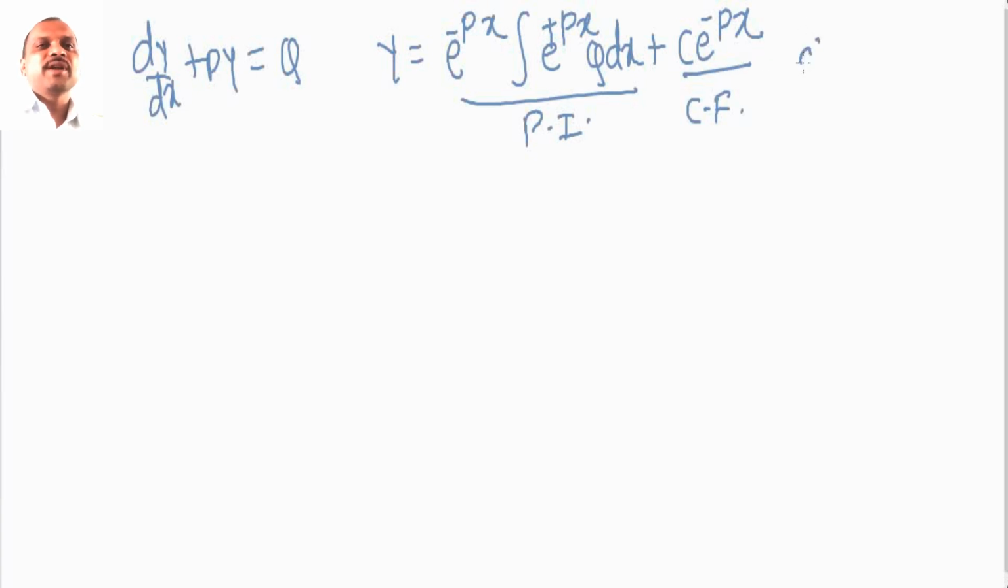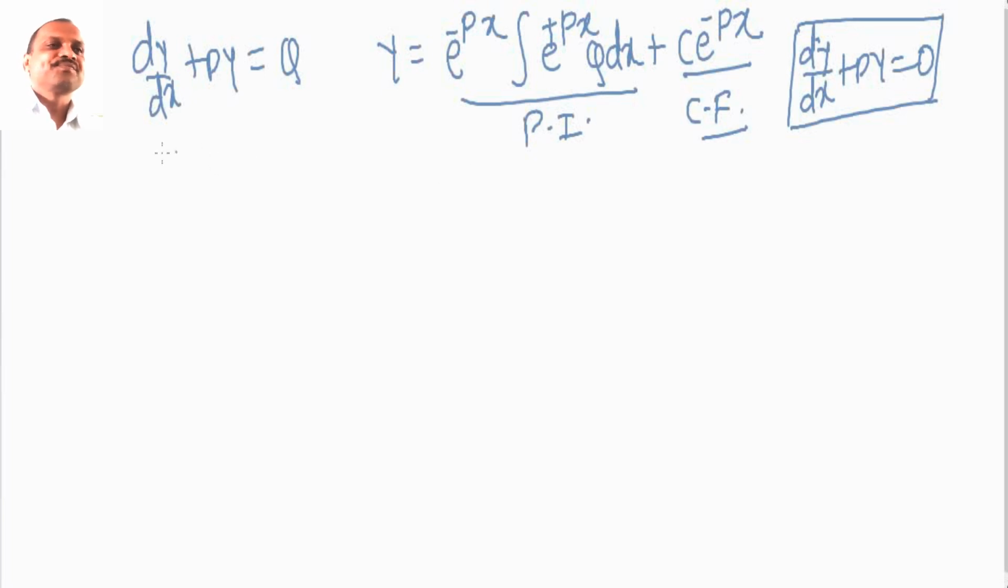Since this is obtained by using the equation dy by dx plus py equal to 0, the solution of this differential equation is c into e raised to minus px. This is called a complementary function.